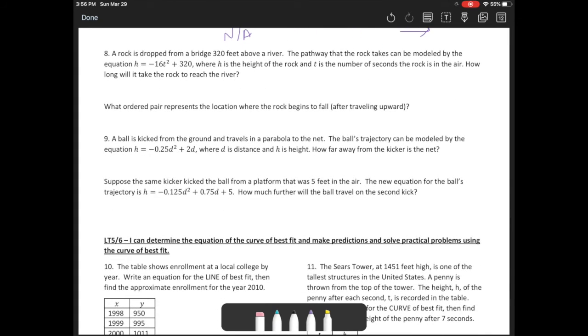Let's take a look at the second one. A rock is dropped from a bridge 320 feet above the river. The pathway that the rock takes can be modeled by the equation h equals -16t squared plus 320, where h is the height of the rock and t is the number of seconds that the rock is in the air. So again, when we're looking at our graph, this is height and this is time. How long will it take the rock to reach the river?